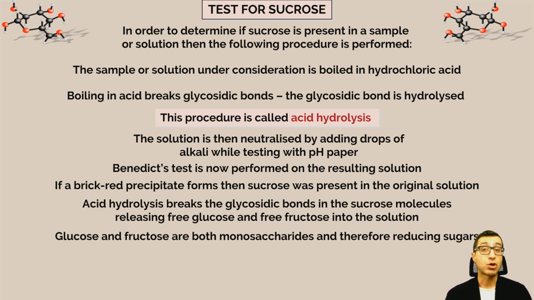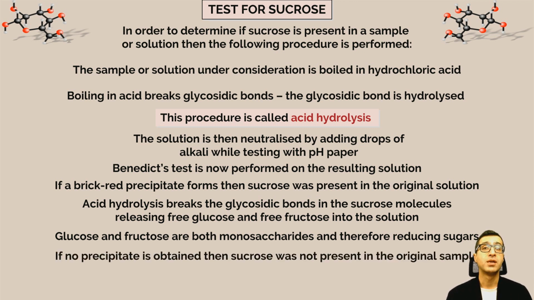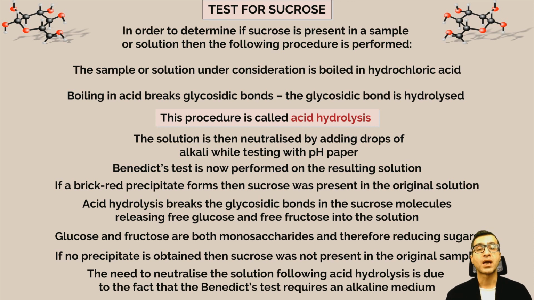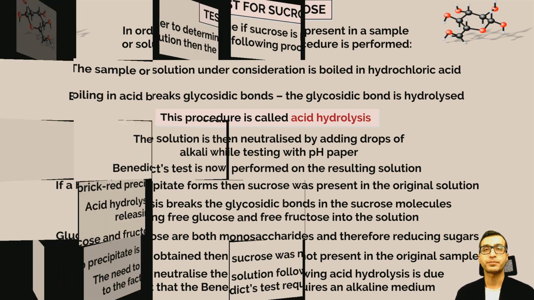Now, if you get no precipitate formed, then sucrose was not present in the original sample. The need to neutralize the solution following the acid hydrolysis is due to the fact that the Benedict's test requires an alkaline medium, and this is the reason why sodium hydroxide is present along with those copper 2 ions in Benedict's solution.